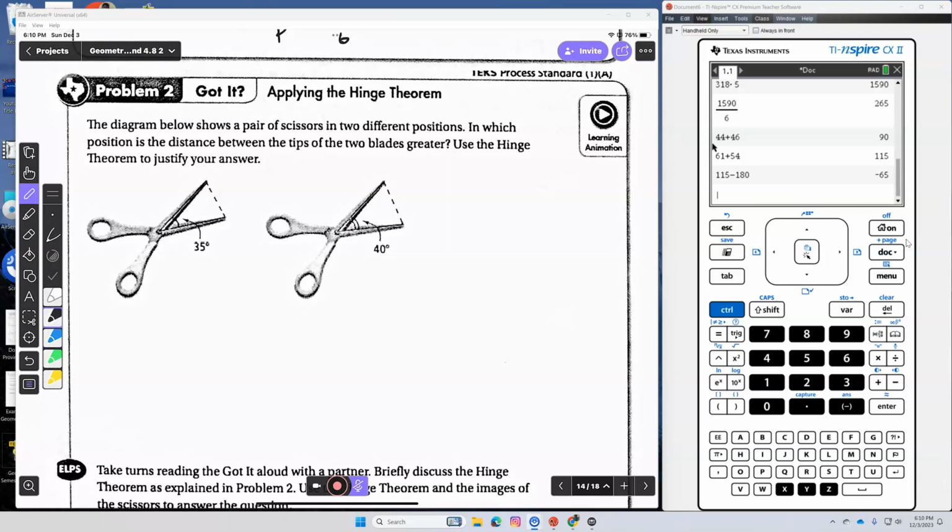So just by using the scissors, we know that this side of the scissors and this will be congruent. And we know that this side and this side are congruent. So the smallest angle, this would be the shorter side, and this is the longer side. So that means the second triangle or the scissors are open larger than the other one.